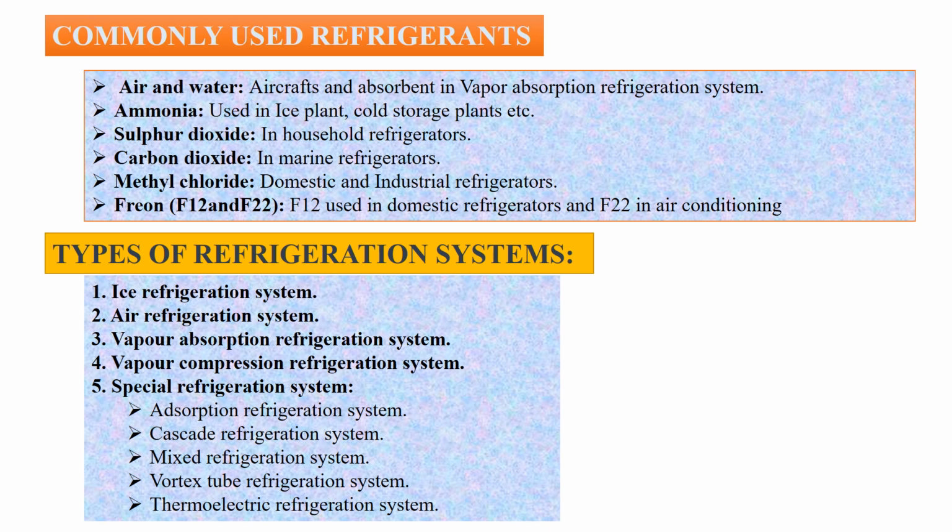If you use ammonia, you get a higher COP and more ice making capacity. That is why it is used in cold storage and ice making plants. Sulfur dioxide was majorly used as a household refrigerant in olden days, but nowadays it is not used, because of properties like flammability. Carbon dioxide.